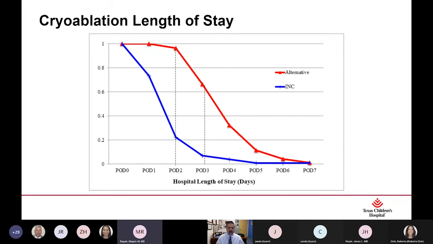So this graph is very telling, and I want you to look at the dashed line at postoperative day 2. The red line is the alternative pathways of pain control, and you can see that well over 80 and almost 100% of the patients were still in the hospital on postoperative day 2, no matter what you did. In the intercostal nerve cryoablation group, which is the blue line, only 20% of the patients stay beyond day 2. So the 80% usually go home on day 1, day 2, and about 20% will go home on day 1.